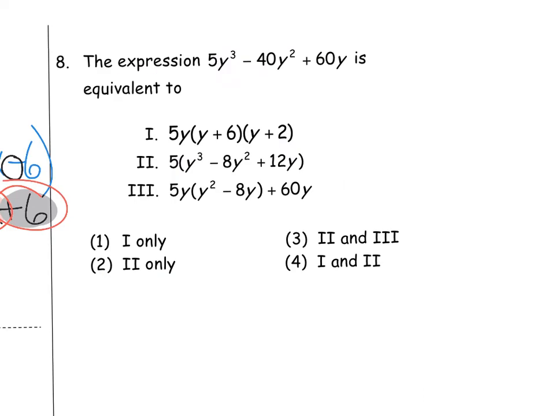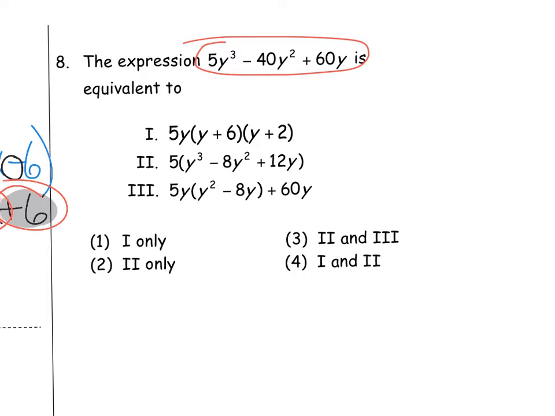For question number 8, this is just asking what is going to be equivalent to this trinomial. A way that we can check this, guys, is to go through each one of these, and also look at your answer choices. We have 1 and 2, we have 2 and 3, and then we have 1 only and 2 only. So let's see how this is going to work out.